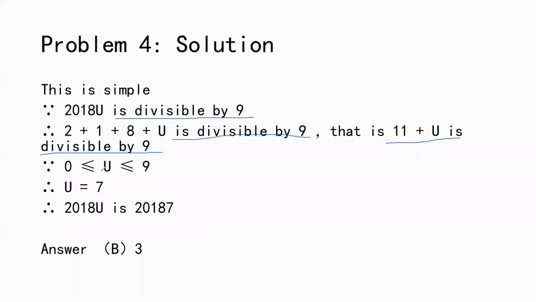And since U is the last digit of a 5-digit number, U is greater than or equal to 0 and less than or equal to 9. Therefore, U equals 7, and the 5-digit number 2018U is actually 20187. 20187 divided by 8, the remainder is 3. So the answer is B.